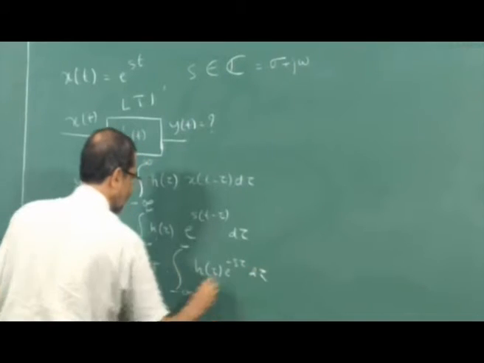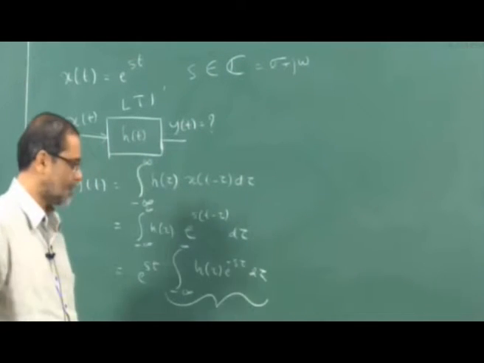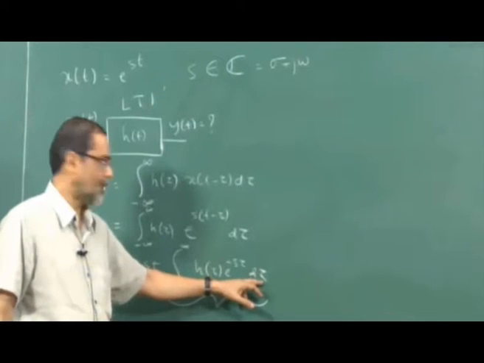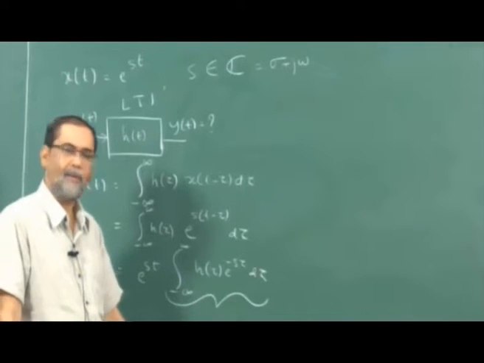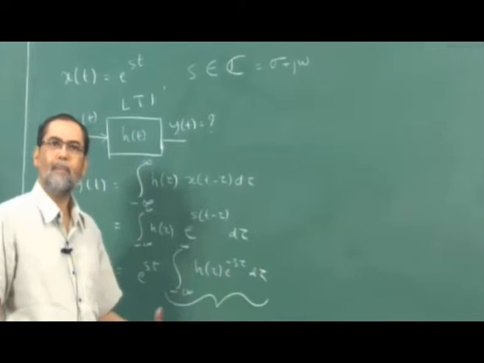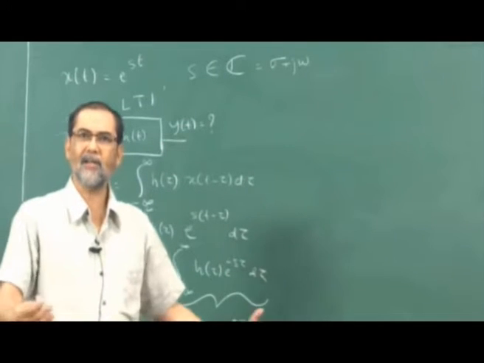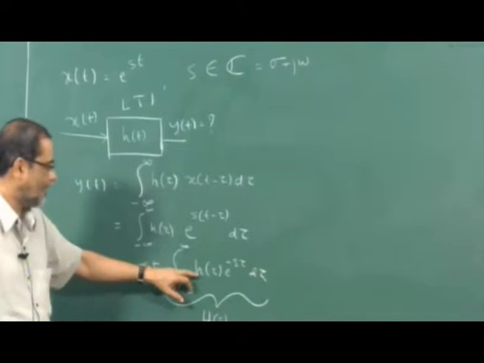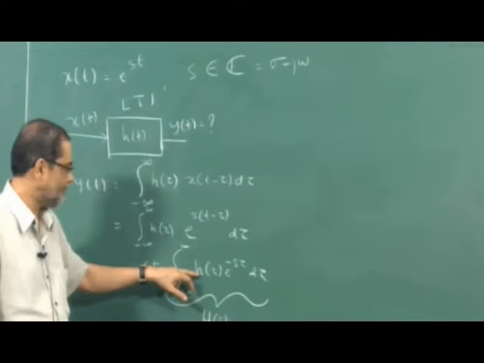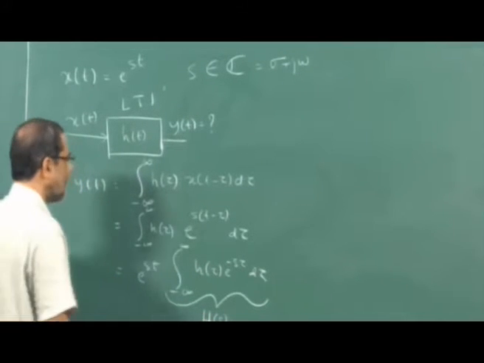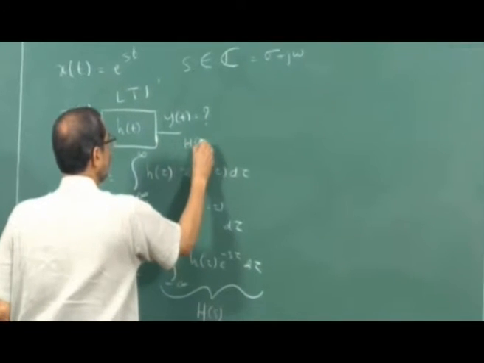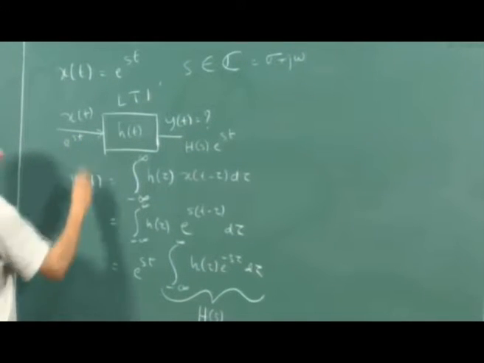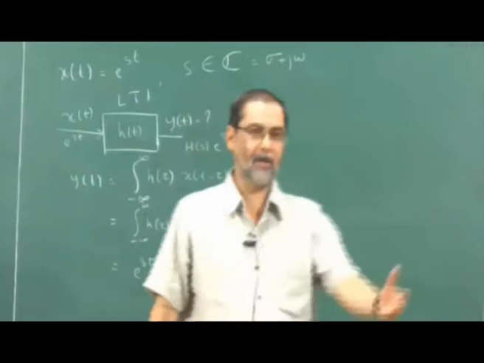So you have e raised to st and the integral from minus to plus infinity of h of tau e raised to minus s tau. If you look at the integration, tau gets integrated out because that is the variable of integration, and s is the thing that remains. So this integration will be some function of s. Let us call this capital H of s, simply because I'm taking h and transforming it. So if you call this H of s, then my output is H of s e raised to st. So input is e raised to st and output is e raised to st. That is what is shown in this slide.